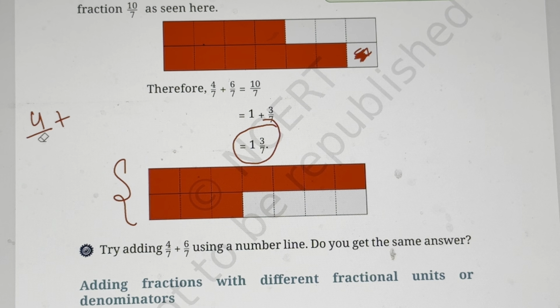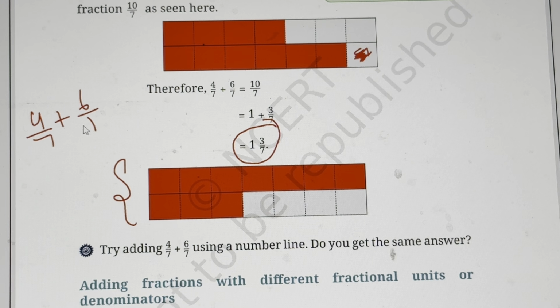4/7 and 6/7 is 10/7. And we have learned how to convert this improper fraction into a mixed fraction. So we divide 10 by 7. So you get 1 whole, 3 is the remainder, 3/7. So that way also you can understand. But this visualization will make your concepts clearer.